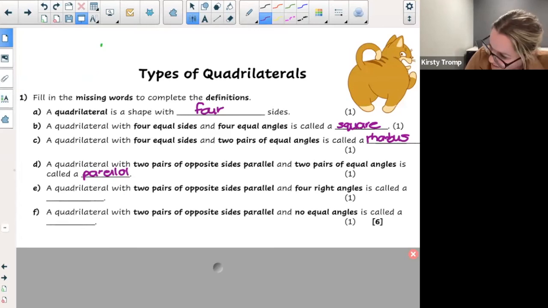Yes, ma'am. Parallelogram. Okay, well done though. Well done. Thank you so much. All right, guys. For E, a quadrilateral with two pairs of opposite sides that are parallel and four right angles is known as a rectangle.